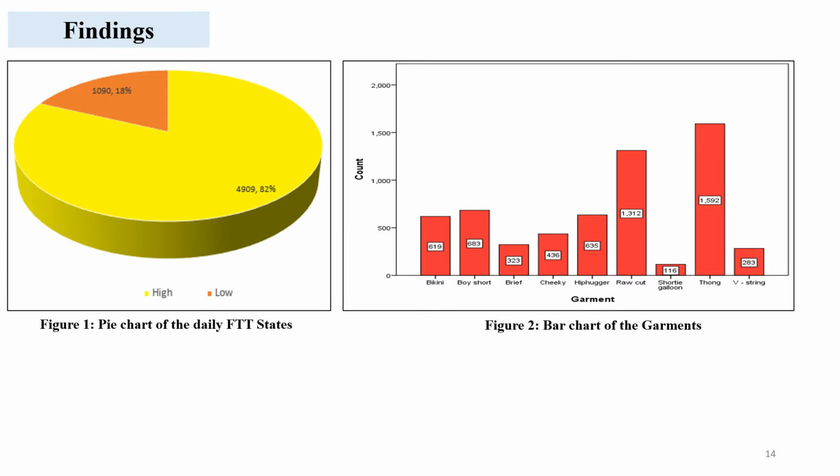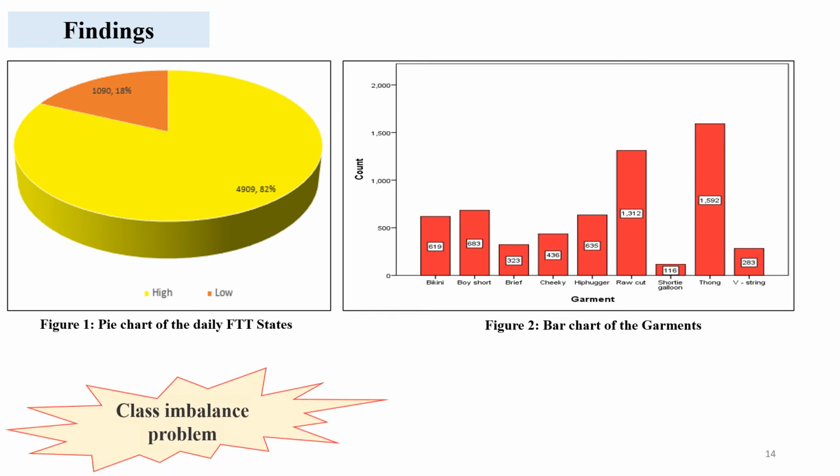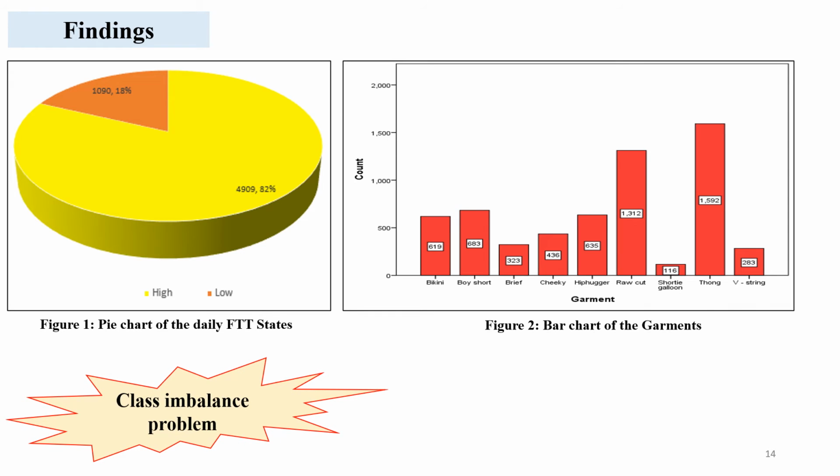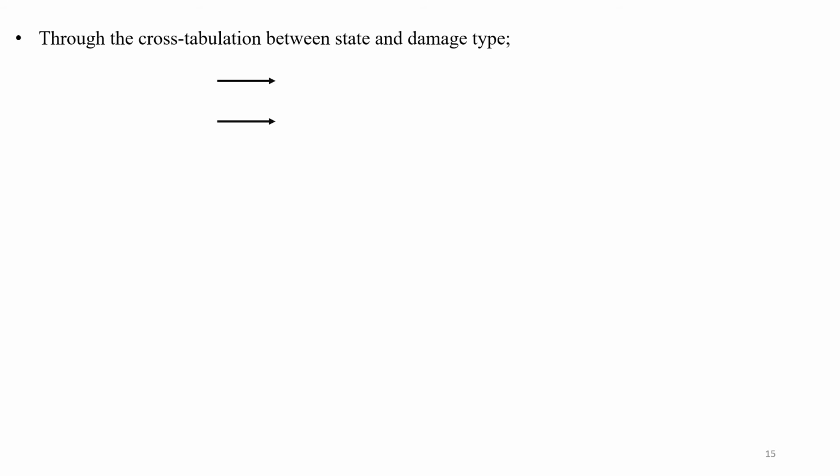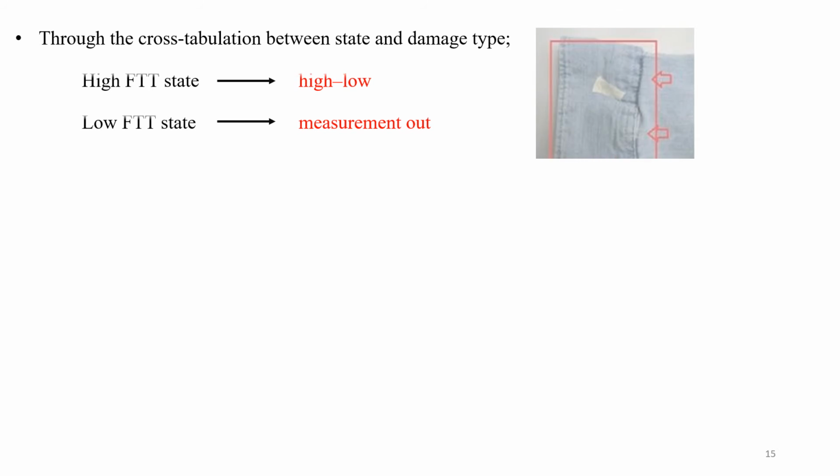The findings indicate from Figure 1 that the majority of the data belong to the high state category. That's why we are going to address the problem of class imbalance. Figure 2 indicates the bar chart of the garment types, and it indicates that the thong garment type has the highest count. By the cross-tabulation, the high FTT state indicates that the highest number of damages is from the high-low damage type. For the low FTT state, it's from the measurement out damage type.